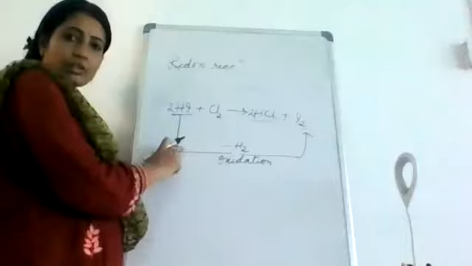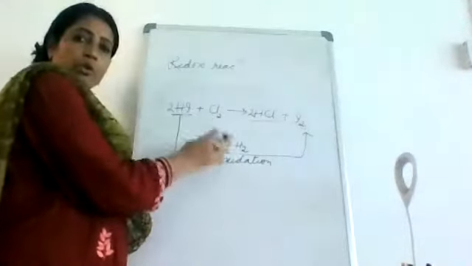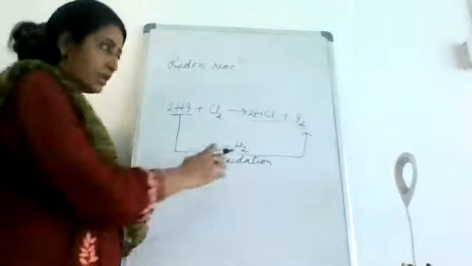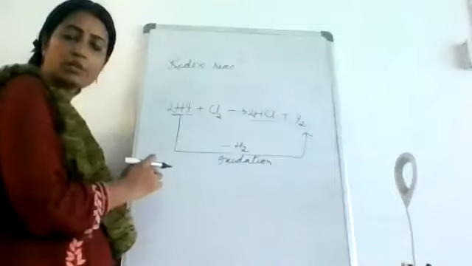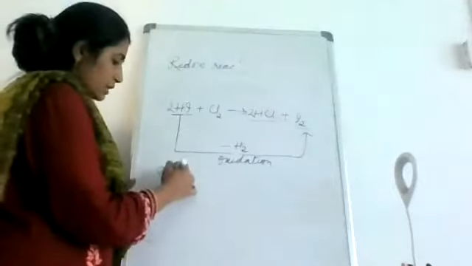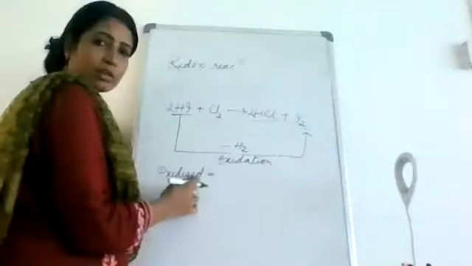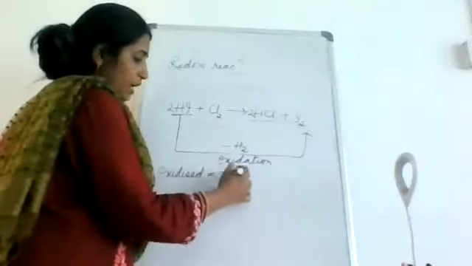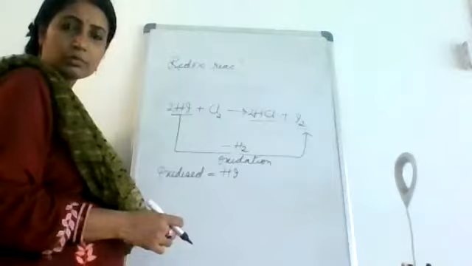So in this reaction, HI is undergoing what? Oxidation process where there is removal of hydrogen. So HI will be said to be what? Oxidized or reduced? Oxidized. तो क्या बोलेंगे? Oxidized. तो हम क्या लिखेंगे? HI is getting oxidized. Okay.